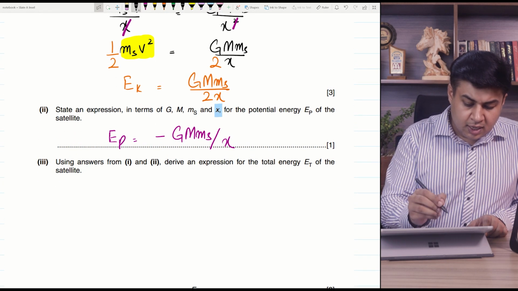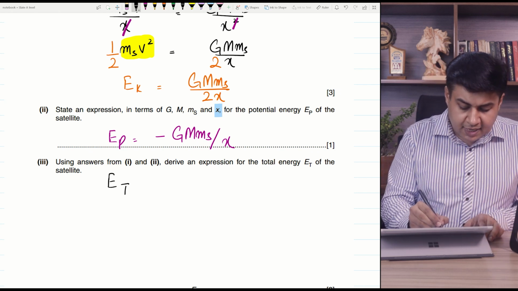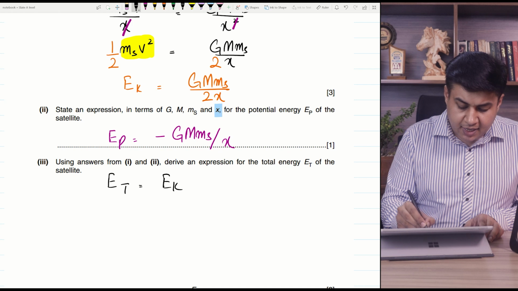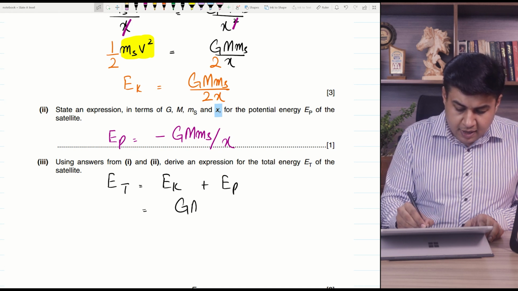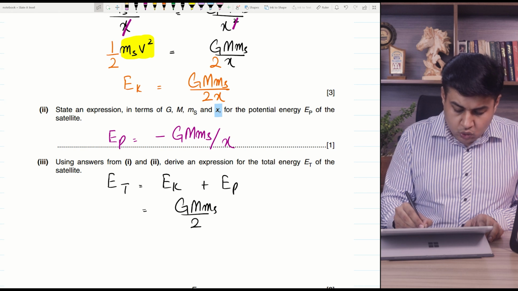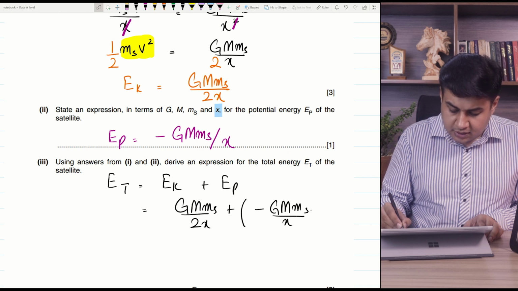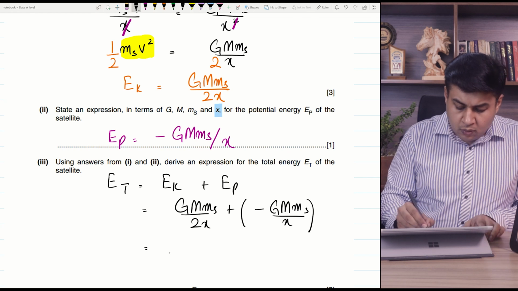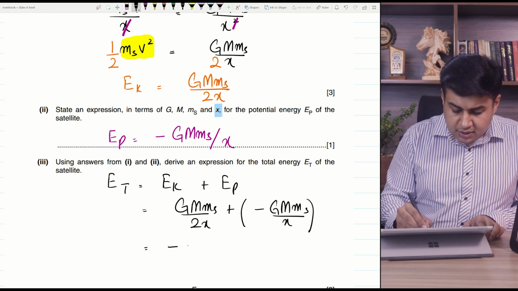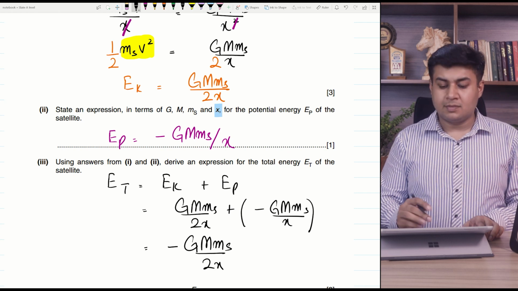So, you know that the total energy of the satellite is the sum of kinetic and potential energy. So, total energy of the satellite is equal to the sum of kinetic and potential energies. Kinetic energy is GMms over 2x plus potential energy is minus GMms over x. You will take LCM, simplify it, and you will get the overall expression of total energy is minus GMms over 2x, right?